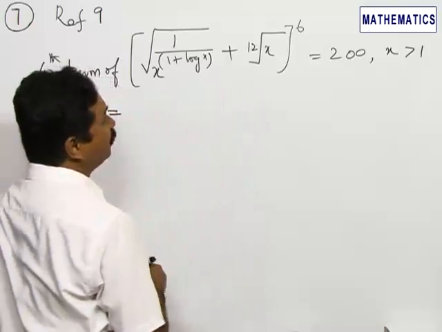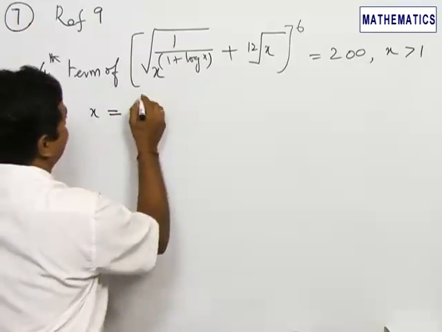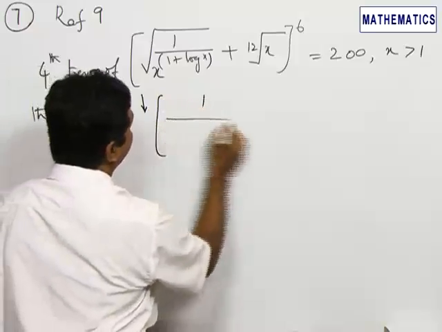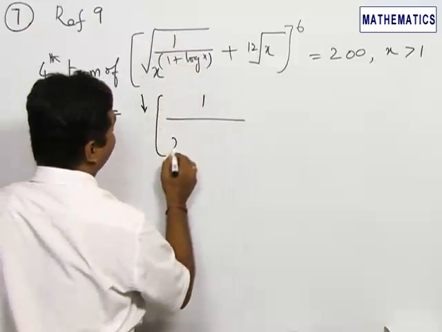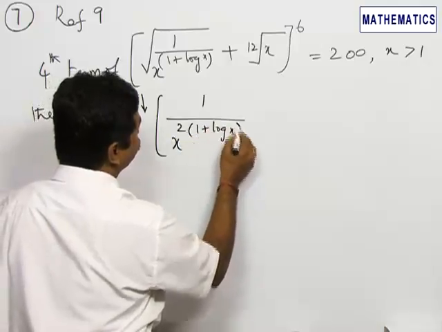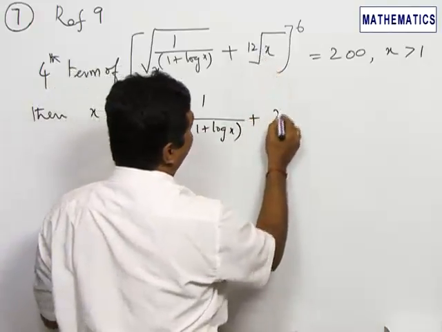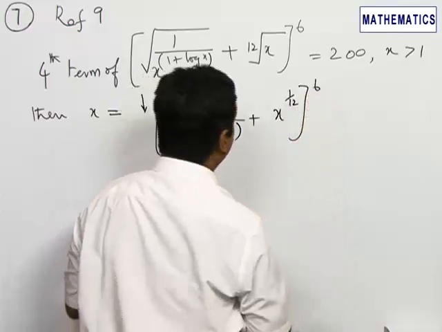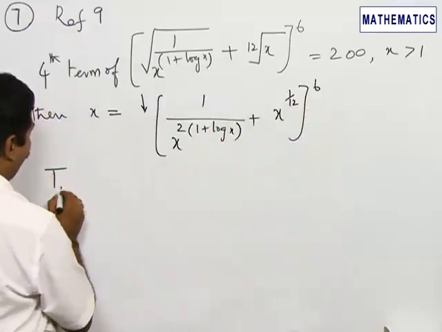Now let us reduce the given expression into some simpler form and try to bring out the fourth term. The given expression can be reduced: being a square root, I can take the power, so it becomes x^(1/2 (1+log x)), plus, being a 12th root, it has to be written as x^(1/12), to the whole power 6. Then on expanding this we have to find the fourth term.